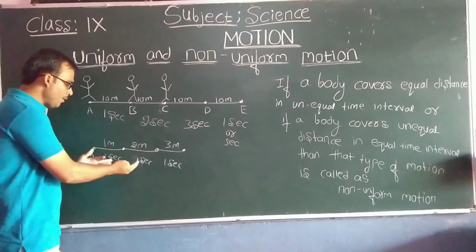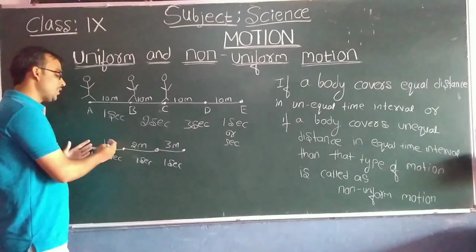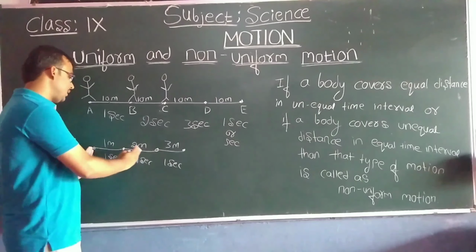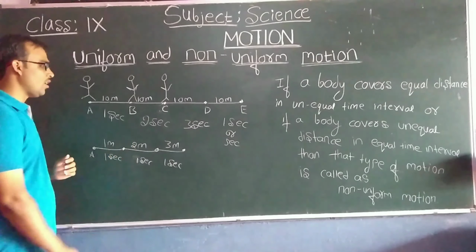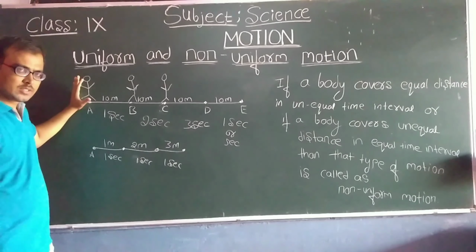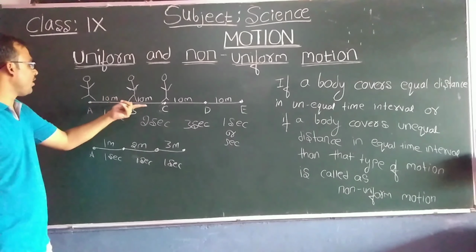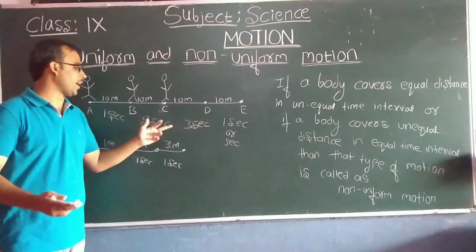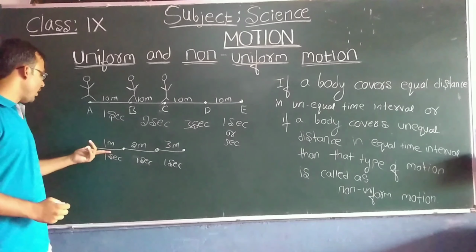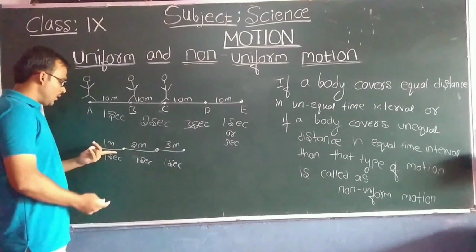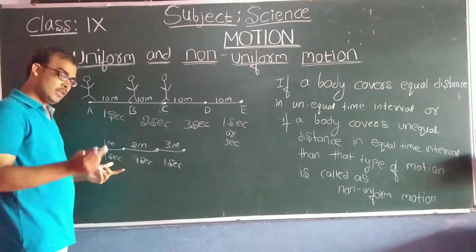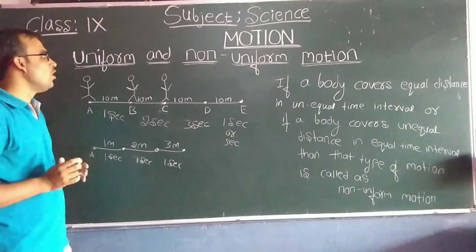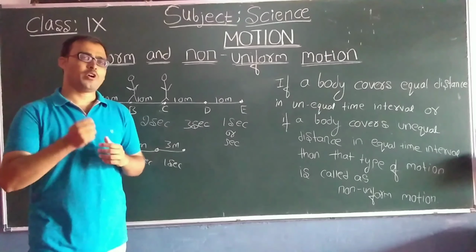Look here. The time interval is the same, but the amount of distance he is covering is not equal. If he covers equal distance in unequal time, that is 1 second, 2 seconds or 3 seconds, or unequal distance, that is 1 meter, 2 meter, 3 meter, in equal time, that is 1 second, 1 second, 1 second, then we can call this kind of motion non-uniform motion.